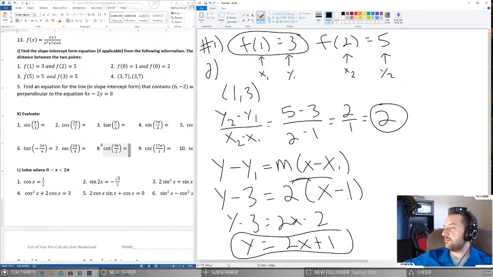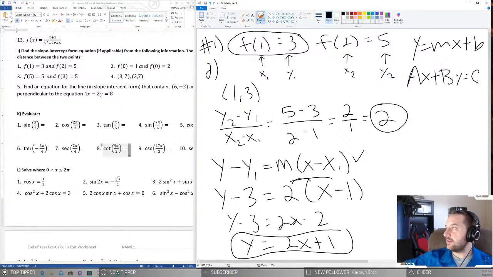So we have the point slope. We have y equals mx plus b, which is the slope-intercept. And then we have the ax plus by equals c. That's the standard form. So it wants the answer in that form.